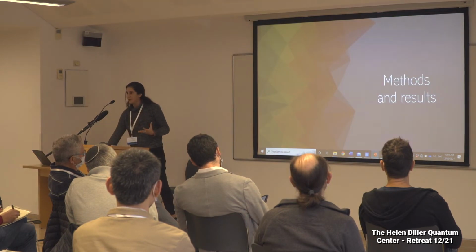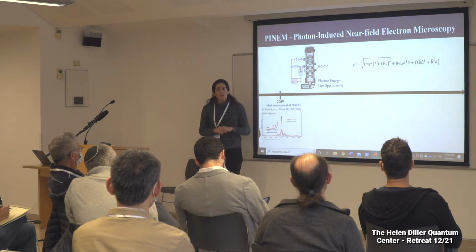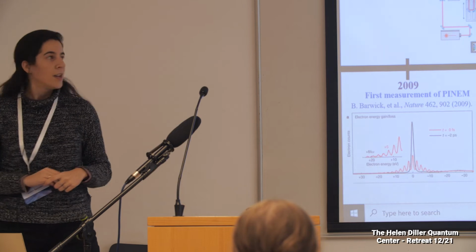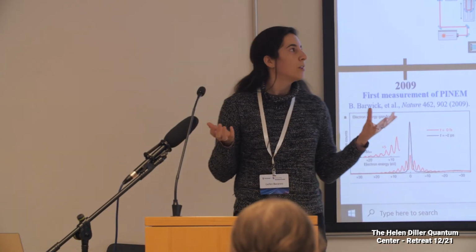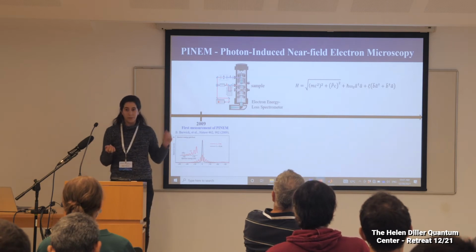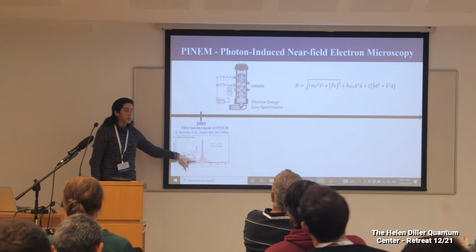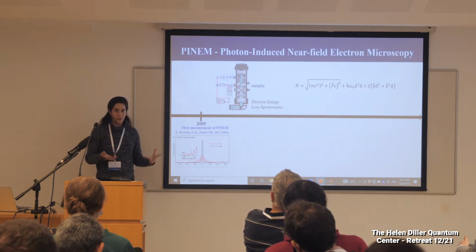Okay, so what are we doing? Let's see the method. First I want to explain to you the background about the experimental method. To investigate the interaction between photons and electrons, we use the PINEM formalism. You can see here in the black plot the energy of the electron before the interaction, and in the red plot the energy of the electron after the interaction.